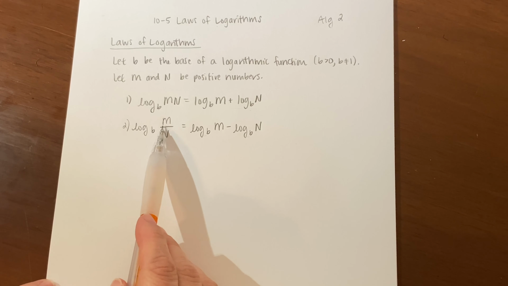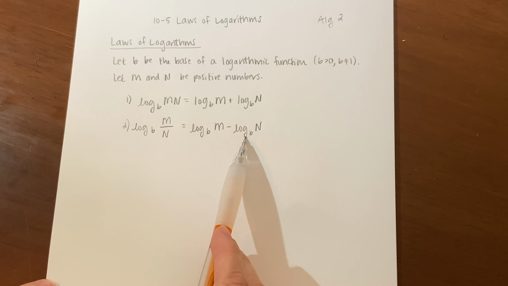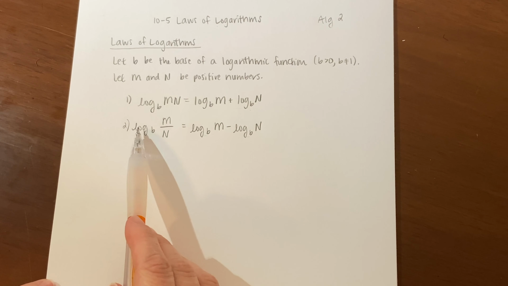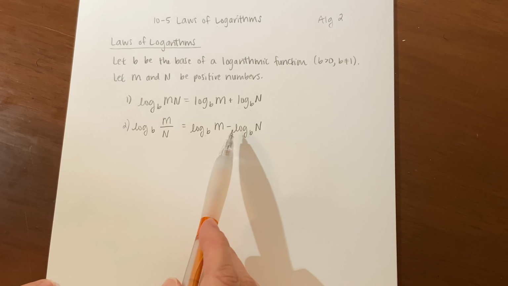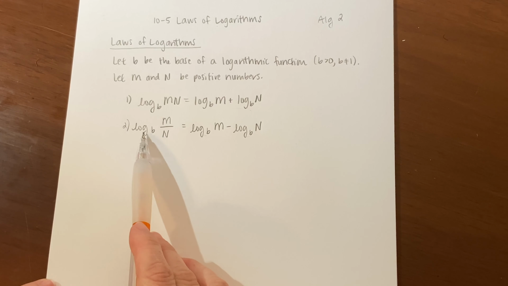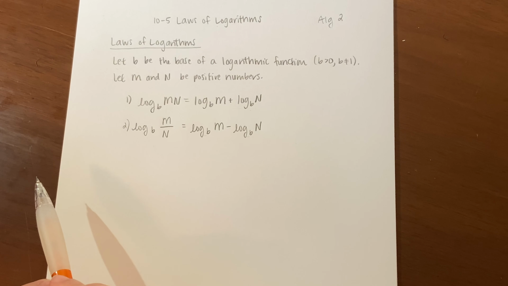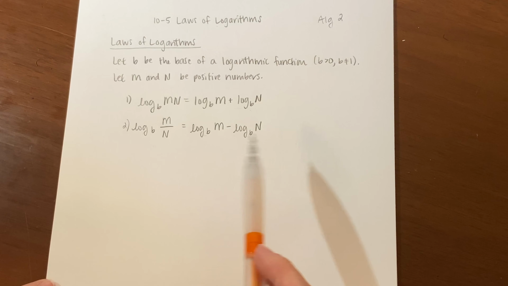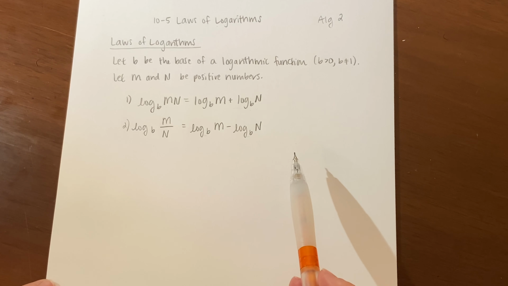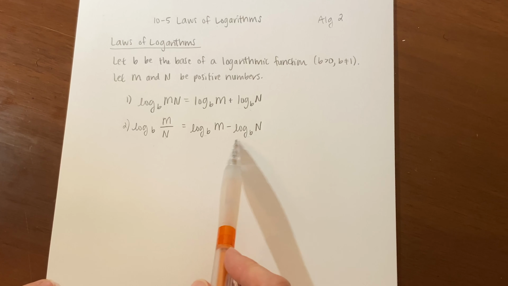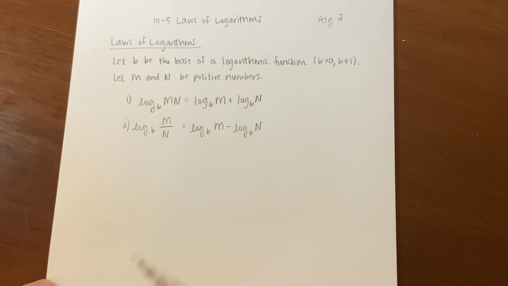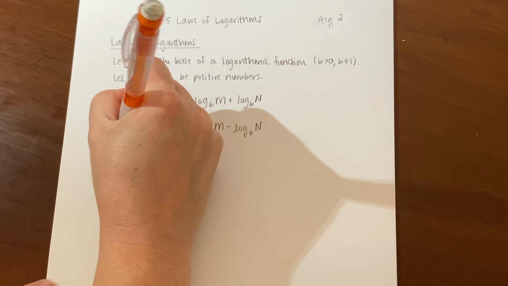So we expand division using subtraction, or it can go the other way. If we have two logs that are separated by subtraction, we can condense them into one log using division. And then we'll talk in a few minutes in the examples about why you might want to do that. Why would you maybe want to split something up, or why would you maybe want to condense something down? All right, one more law.